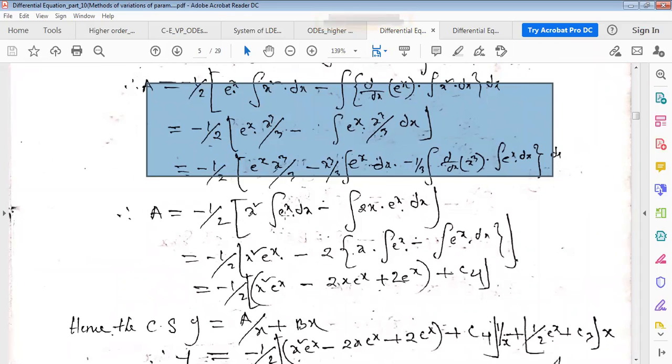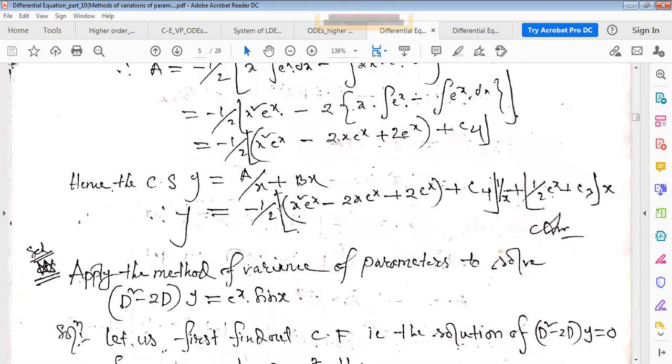Now x square into integration of u, integration of b minus u differentiation into integration of b. That means x square into e to the power x integration e to the power x, minus x square differentiation, what? Twice x, and e to the power x integration e to the power x. So again the UV process, x into u integration minus u into u differentiation integration of b. So we get this total solution, and C4 is the constant. So this is actually the particular solution.